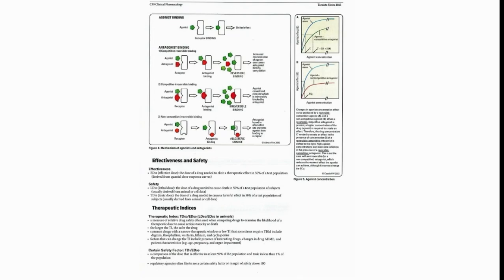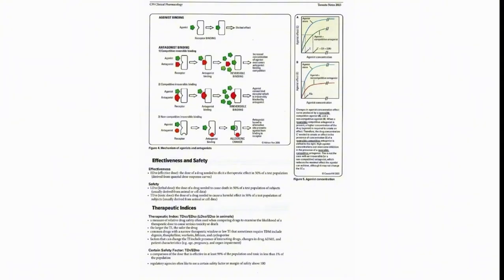Number 2, competitive irreversible antagonism. Here, the antagonist binds to the same receptor site but forms a permanent or extremely stable bond, because the receptor becomes permanently blocked. The agonist cannot bind, and increasing agonist concentration cannot reverse the blockade. Consequently, fewer functional receptors remain and the maximum response decreases. An important example is phenoxybenzamine, an irreversible alpha-adrenergic blocker.